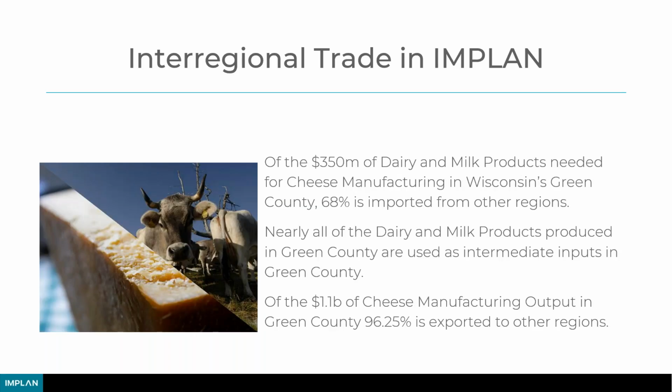So let's take an example. We look at Greene County, Wisconsin. It's a producer of both cheese and milk. Greene County uses their own milk and imported milk to produce cheese, some of which they ship to other regions, and some of which they consume themselves. All of these values are important in understanding how Greene County is affected by changes in the milk and cheese industry. Getting into the example of $350 million of dairy and milk products that are needed for cheese manufacturing in Greene County, 68% of that is imported from other regions. In other words, they're shipping in milk to produce cheese.